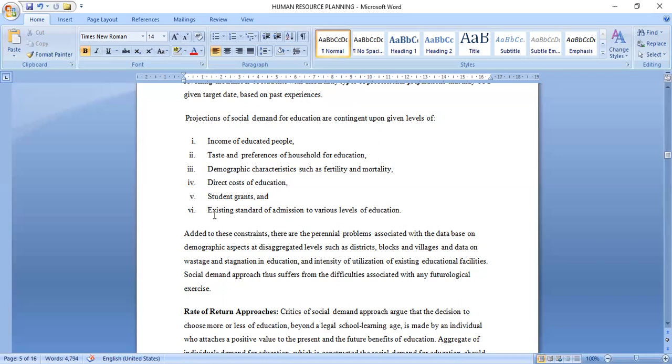Then we look at factors like existing standard of admission to various levels of education. Of course, this depends. In most cases, we find that governments, for example, have different criteria of enrolling or admitting students. You find some of them provide what we call government sponsorships.